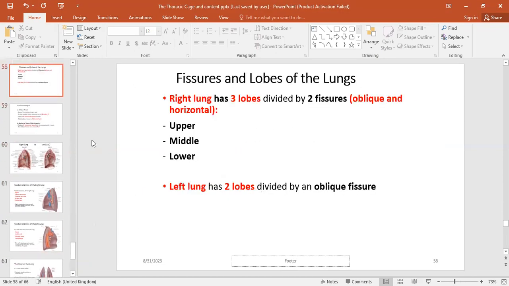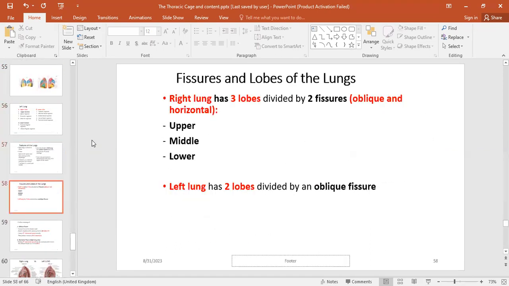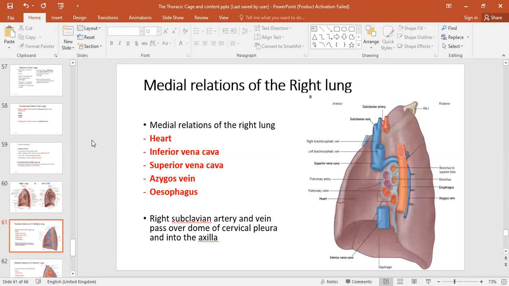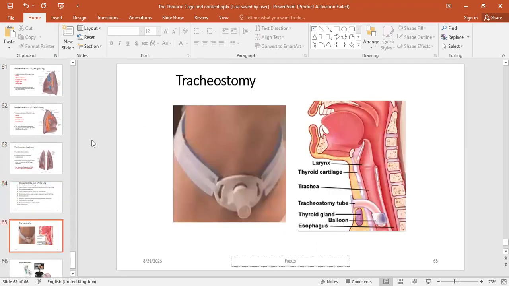So now, okay, this is mentioned already, roots of the lung. Okay, now in the trachea, we're saying there are certain procedures that can be performed. For example, is tracheostomy. So tracheostomy is simply an incision made into the trachea. It is a vertical incision, by the way, made into the trachea to create an artificial opening.